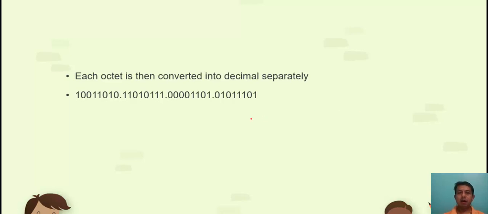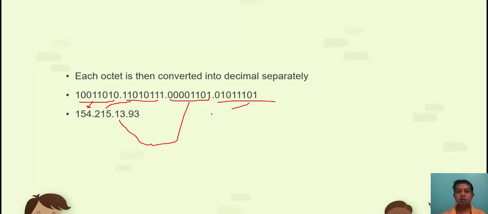So in the previous example, I have these 4 parts, and each of these 4 octets, this first octet is first converted into its decimal representation. Again, for this octet the decimal representation is this, this is the third octet, its decimal representation is this one, and this is the fourth octet, its representation is this one. So this finally becomes my IPv4 address.